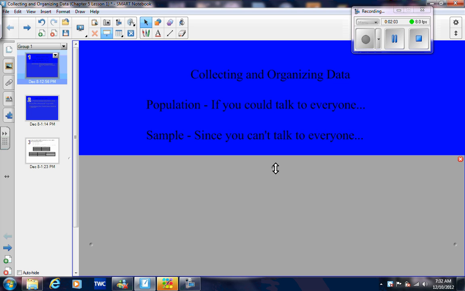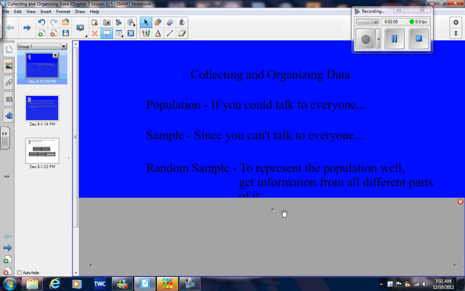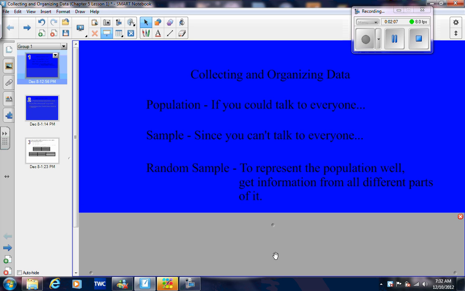When you take a sample, you want to do what's called a random sample. You'd like to collect a random sample so that you get really good information about that population. To represent the population well, get information from all different parts of it.